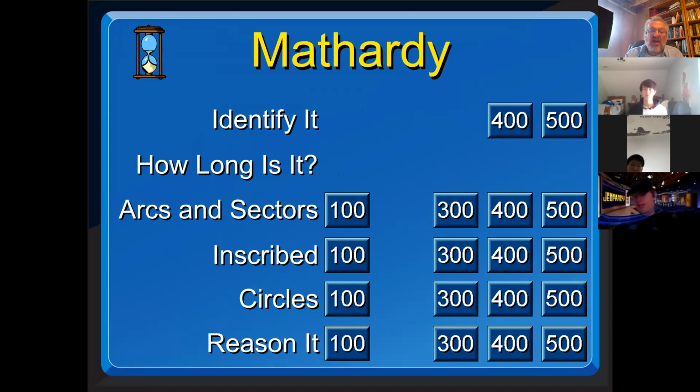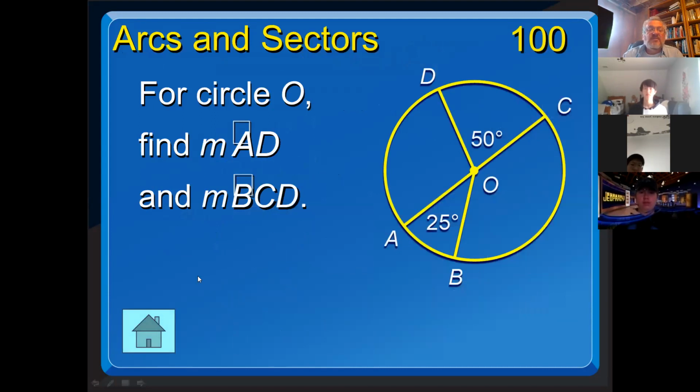Arcs and sectors, 100. For circle O, find the measure of, I'm assuming that's arc AD and the measure of arc BCD. Those are arcs? The arcs and the central angles are the same, right? So it almost doesn't matter. It's going to be the same value. There's one little key to this that you have to spot, and then it's pretty easy.